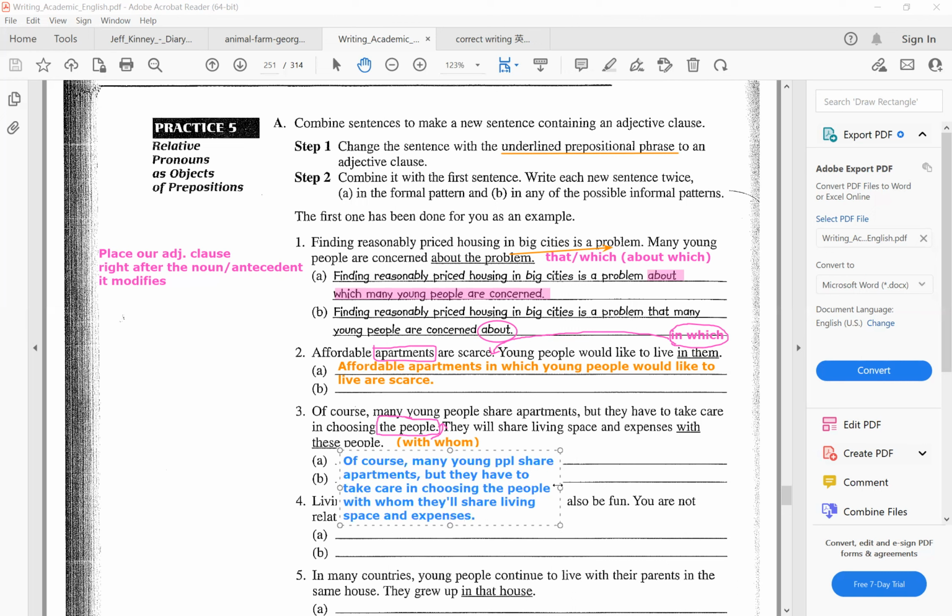And that's it. And if I want to use the less formal version, of course, I can say whom they'll share living space and expenses with. I can put my preposition at the end. All right. And that is how we form adjective clauses using relative pronouns as the object of the preposition.